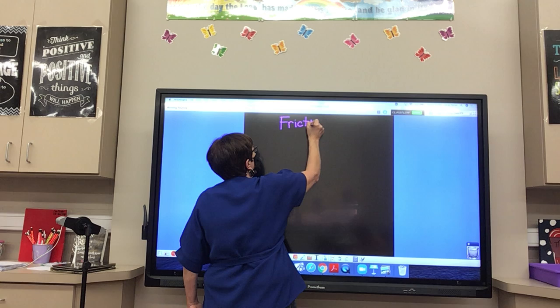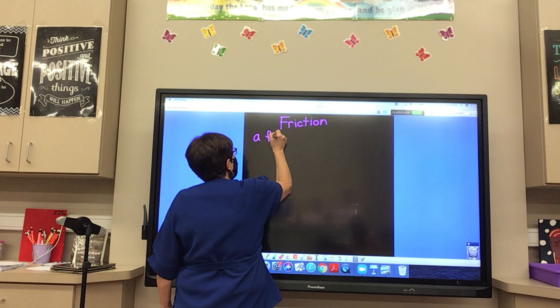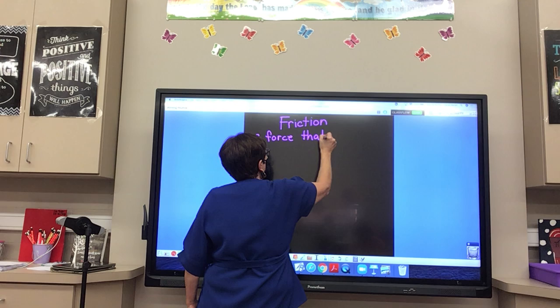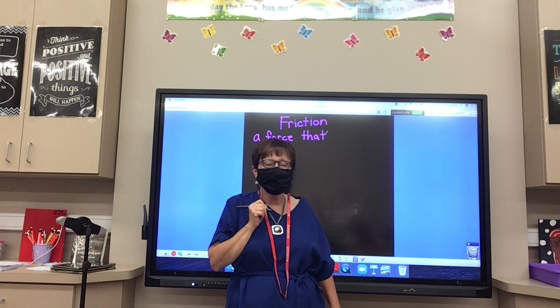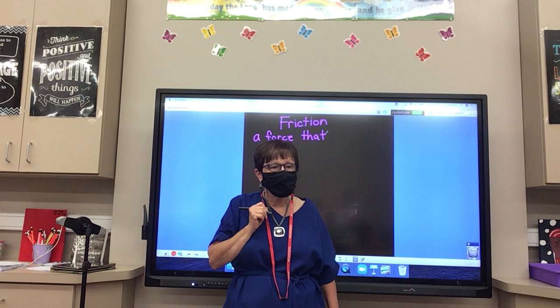Okay, now let's see if we can fill in about friction. So friction is a force that... Do you have any idea what words you think are going to fit in here? What do you think, Bryson? Push? It doesn't push. Friction doesn't really push you. It does something else. Yes, Evelyn? It slows down an object. It does. It slows down.